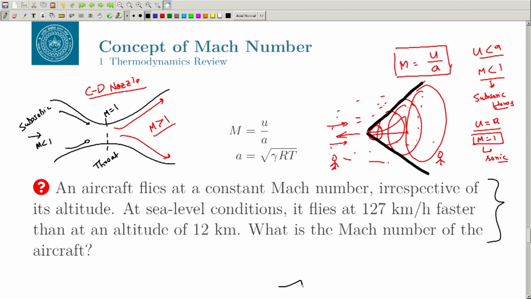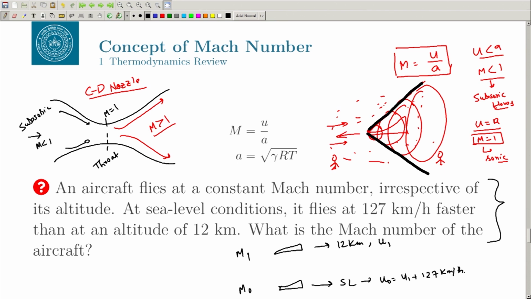That means, let us say this is an aircraft here at sea level, and at a certain other level here, which is at 12 kilometer, the Mach number remains the same. So, if I call it Mach 0 and Mach 1, at sea level it flies at 127 kilometer per hour faster than at an altitude of 12 kilometer. So, if the velocity here is u1, then u0 is equal to u1 plus 127 kilometer per hour. You can convert it to meter per second.